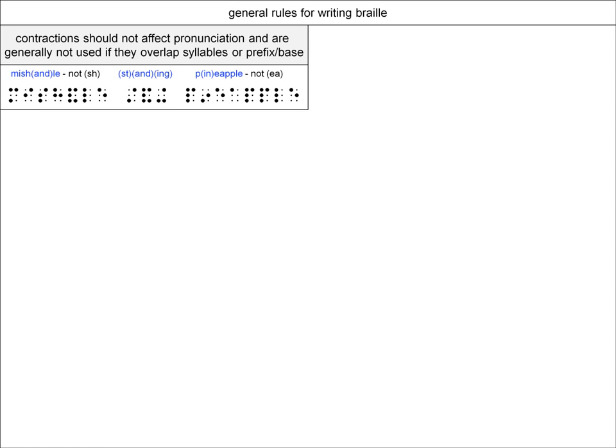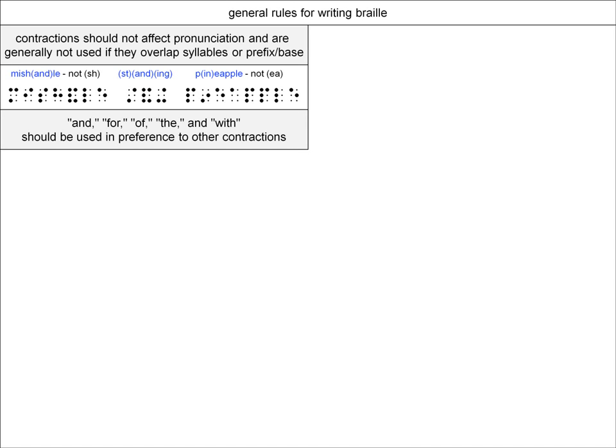The word standing is correctly transcribed here with the st, and, and ing contractions, since these do not affect pronunciation and they do not overlap the syllables. The word pineapple uses the in contraction but not the ea contraction, since that contraction would overlap the syllables.